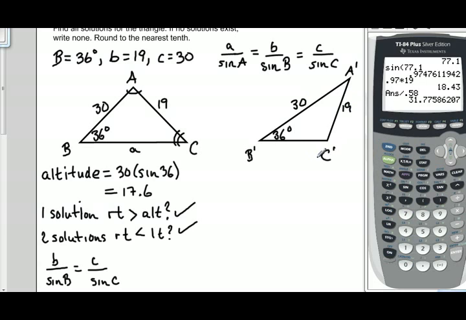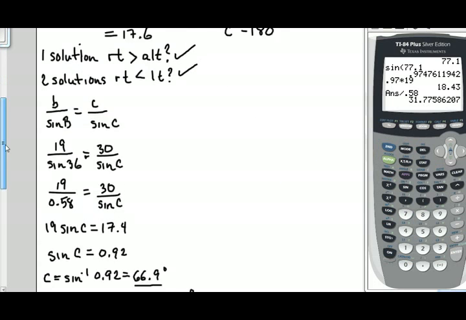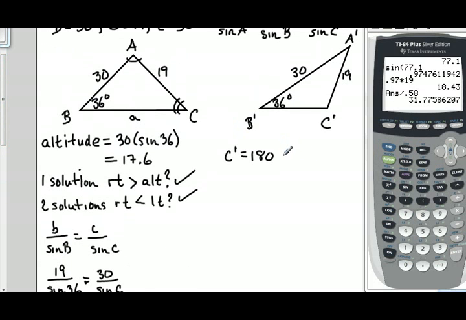This angle C prime over here was formed by this right side being swung past the altitude over here. So the value of angle C prime can be found by subtracting our angle C, 66.9, from 180 degrees. So 180 minus 66.9, and we get 113.1 degrees.